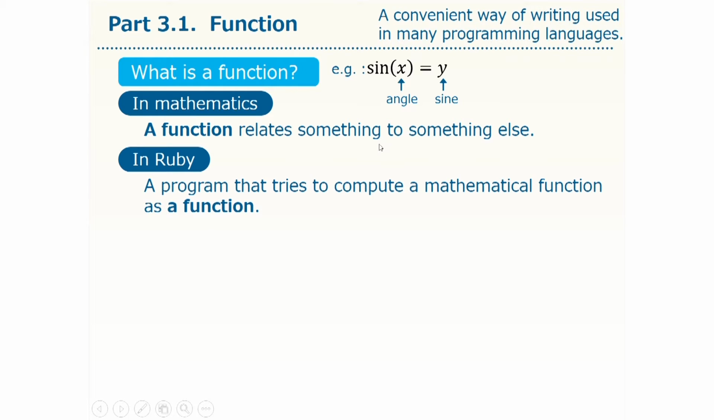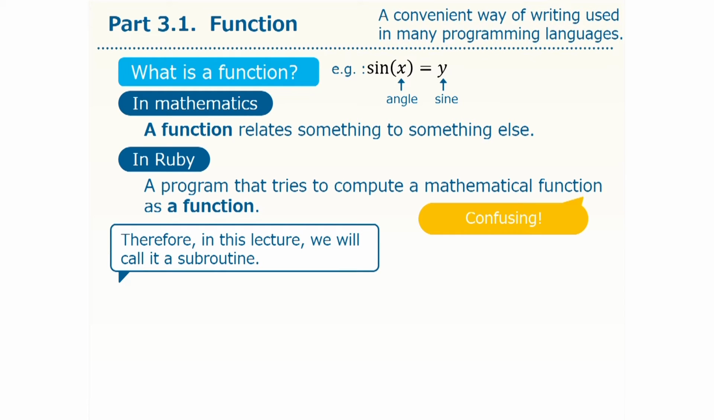Ruby somewhat confusingly refers to a program that tries to compute a mathematical function as a function. Confusing? Yes, I agree. Therefore, even though it is called a function in Ruby, in other programming languages, it is sometimes called subroutine. So in this lecture, we will call it a subroutine. We will differentiate by calling it a function when we mean a function in the mathematical sense. And so let's change the title. So we will talk about subroutine.